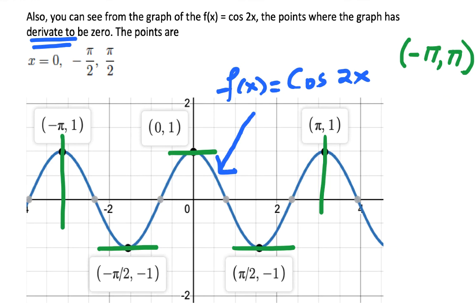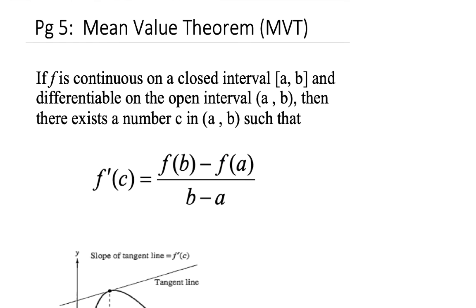Okay, now let's look at the mean value theorem. The mean value theorem states that if a function is continuous on a closed interval and differentiable on the open interval a to b, then we will find a number c in the open interval a to b such that f prime of c is equal to f of b minus f of a divided by b minus a.